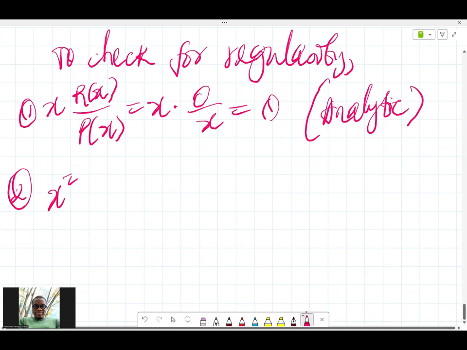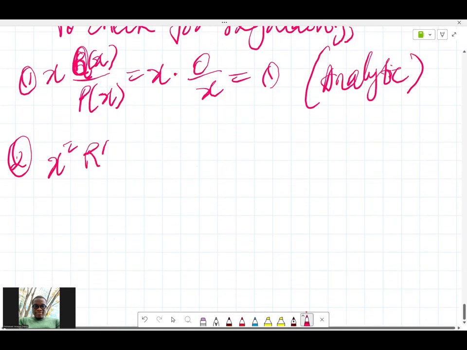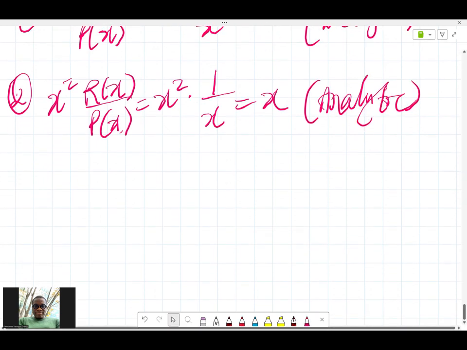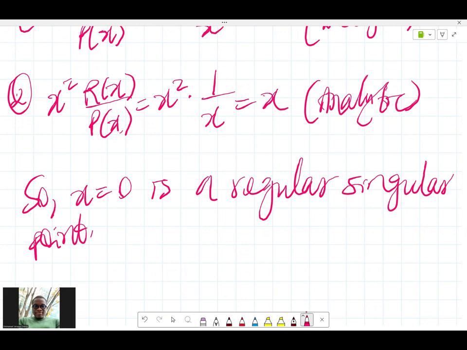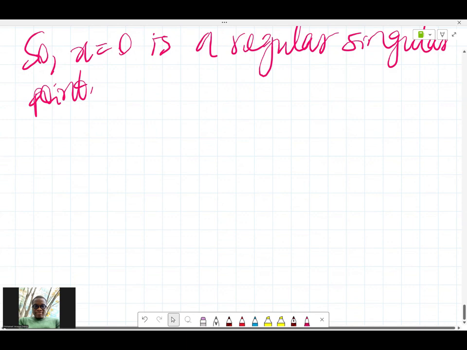Second, we have x squared times r of x all over p of x. That is x squared times 1, since r of x is 1, over x, because p of x is x. So we have x again. Even if you put 0 into this, it's still reasonable, so this is also analytic. Since this is analytic, x equals 0 is a regular singular point. A singular point is when p of the value is equal to 0, and a regular singular point is when these two conditions are analytic.